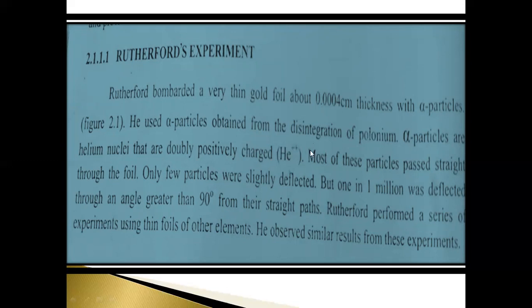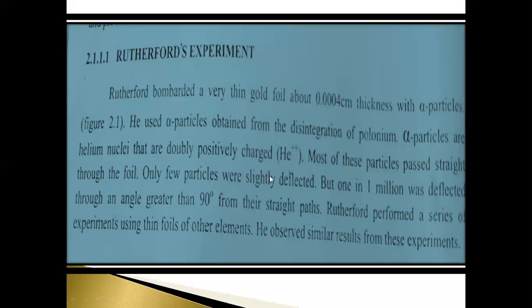When those 2 electrons are ejected out or lost by helium, then the ion which we get is called double positively charged helium nuclei because it has protons only. The 2 electrons are ejected out. Most of these particles passed straight through the gold foil.